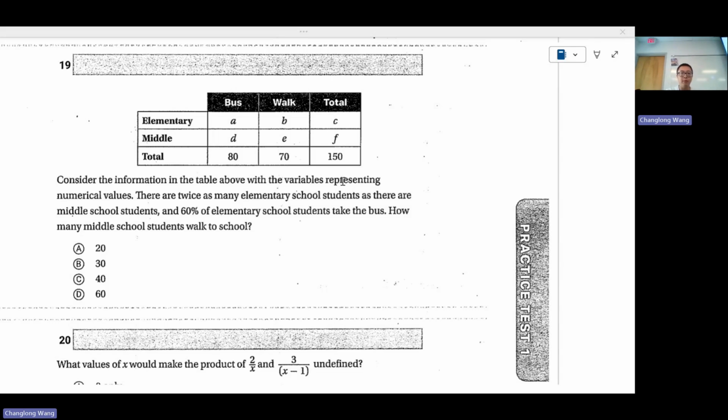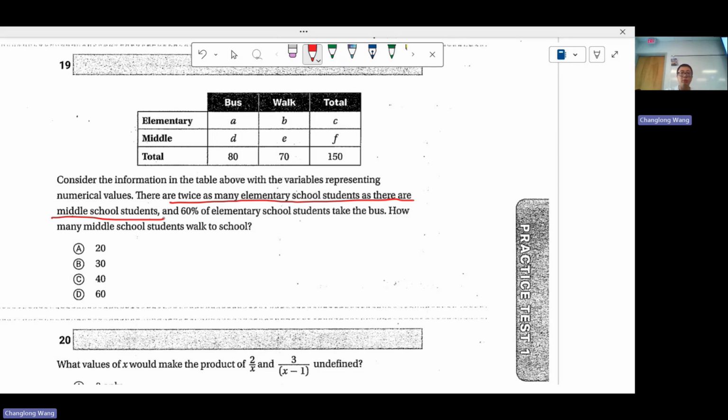All right. Now, first off, we are looking at the total number of students, right? For elementary schools and middle schools, they say that there are twice as many elementary schools as there are middle schools, right? But we realize that the total number of students is 150. So that means we could figure it out. The letter C. Oh, sorry. I'm glad I noticed right away. Okay. So the letters C and F, right? Because that represents the total number of students in elementary schools versus the middle school, right?